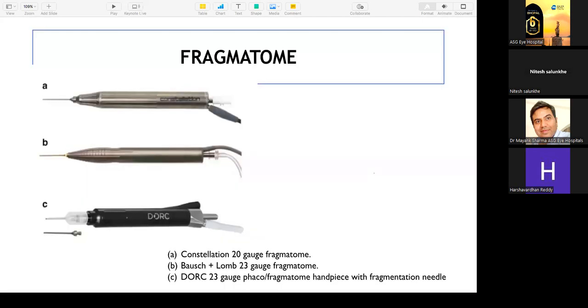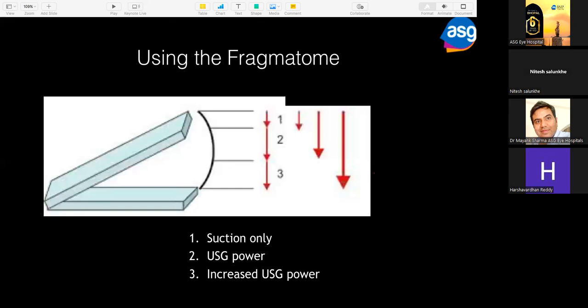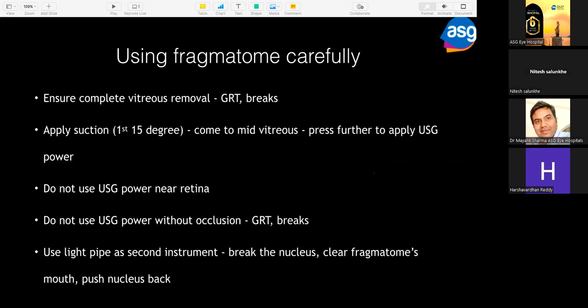There are different fragmentomes that are available. I use the Constellation one, which is a 20 gauge fragmentome. Now these are the foot pedal settings. This is very important to know, actually. The first part is only where the suction is applied. The second one is where the power comes in. And third is where you get maximum power. I'll tell you why this is important.